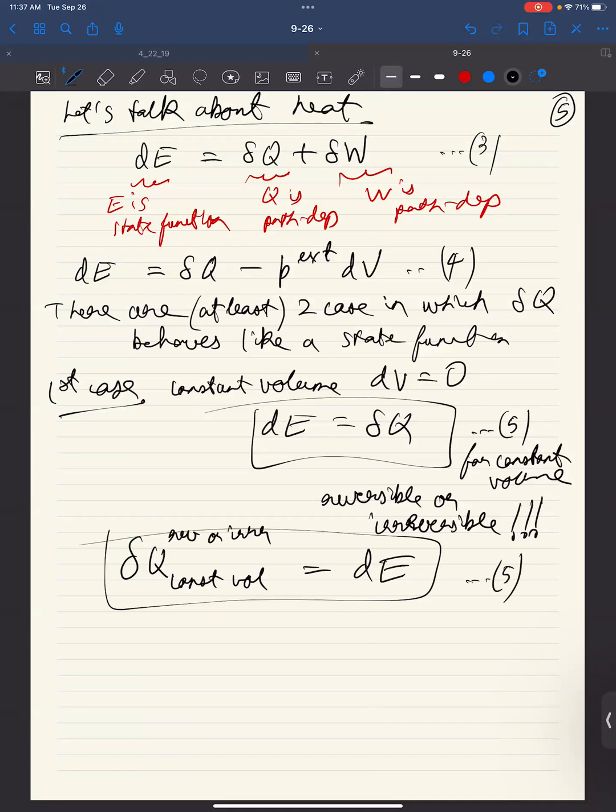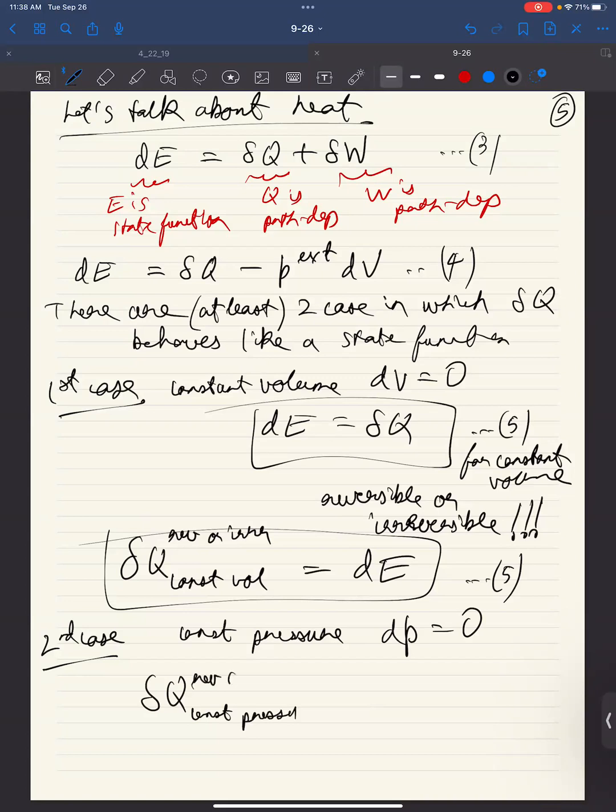So that's one case in which the heat, even though it is a complicated path function, becomes a state function: constant volume. The second one is non-trivial. Turns out that at constant pressure also heat is a state function. Constant pressure, which is dP equal to 0, delta Q at constant pressure, reversible or irreversible, or any path. It could be, because it's a path function, right? And we saw a couple of classes ago that different paths, even if they are all reversible, can give you different values, because there is not just one reversible path to go from point A to point B.